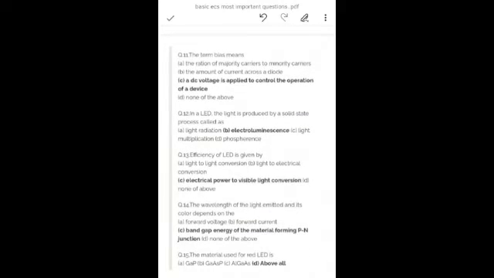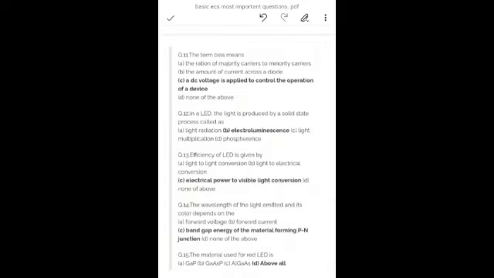Now in the 10th question, when a voltmeter is placed across a forward biased diode, it will read a voltage approximately equal to the diode barrier potential. We know the barrier potential is also known as knee voltage. So when a voltmeter is placed across a forward biased diode, it will read approximately the diode barrier potential.